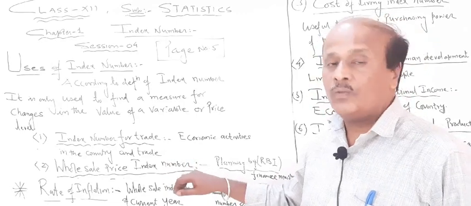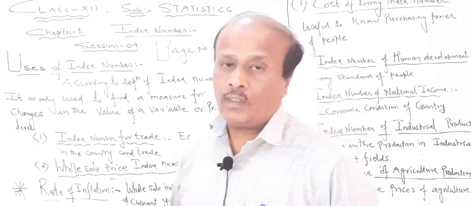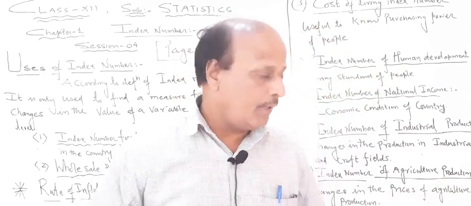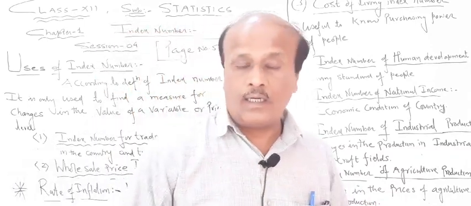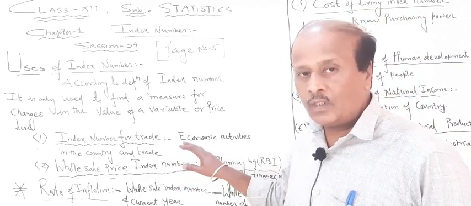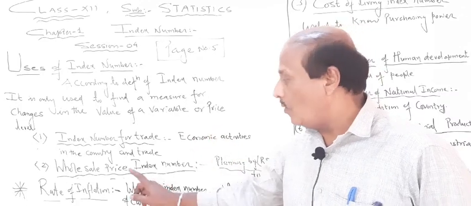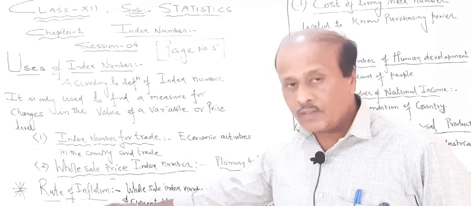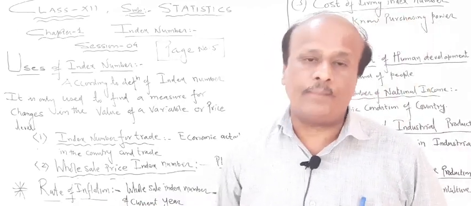If a number is known to the government, they can plan about the people, the RBI can plan about the people, and the finance ministry can decide the salaries and allowances of service people. So that can be decided by the wholesale price index number. Now there is one formula, remember this formula.